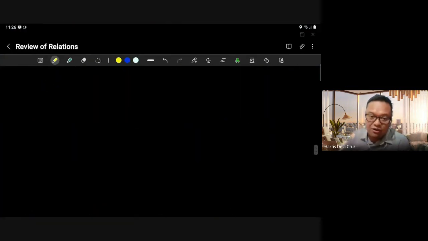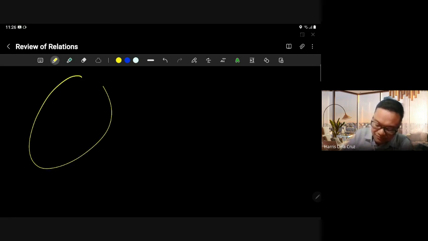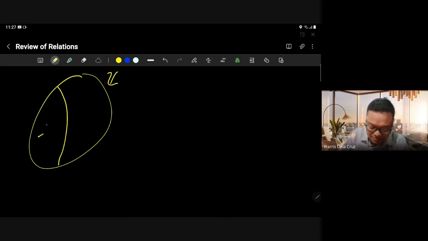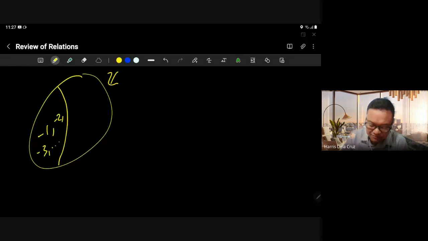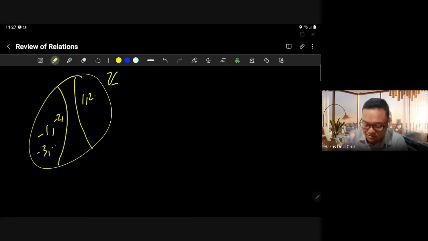So, let's say meron akong set. Okay. So, since familiar na tayo sa set Z, let's say yung Z, hahatiin ko sa tatlo. Hahatiin ko siya sa set containing negative elements, so negative 1, negative 2, negative 3, and so on. Lahat ng negative. Tapos yung isang set, lahat ng positive. Positive 1, positive 2, positive 3, and so on. And of course, the other set, simply the set 0. Okay? Ayan. So, nakakuha ko ng isang partition ng Z.